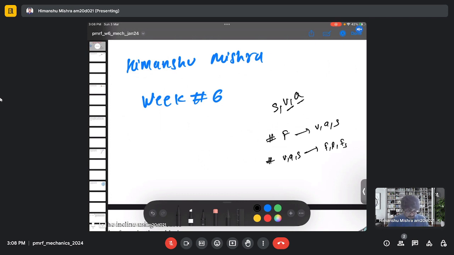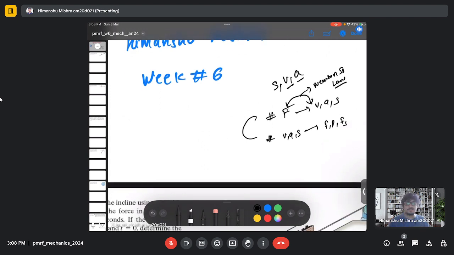And I mean, we combine these two things with each other by Newton's second law. So before diving into the problems, we will be using Newton's second law to actually combine the dynamic quantity like force with the kinematic quantity like velocity, acceleration, and so on.